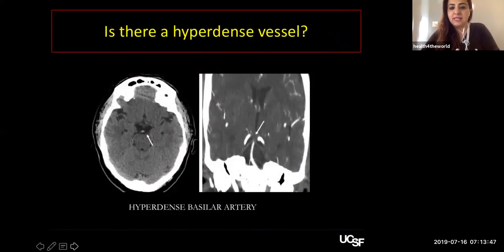The second question is, is there a hyperdense vessel? So for example here, this is a hyperdense basilar artery. So this is a non-contrast CT, which shows the hyperdense basilar. And on the CT angiogram, we can see the filling defect or the clot in the basilar artery.